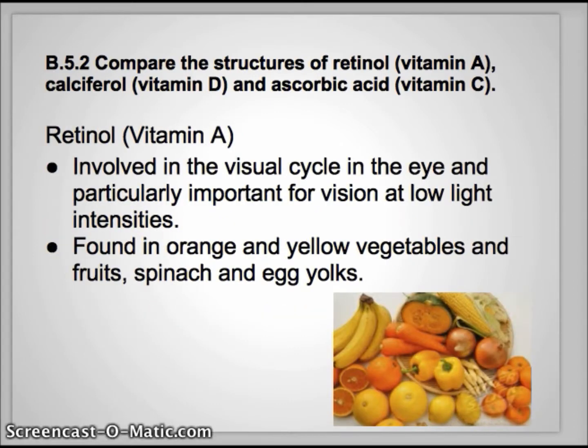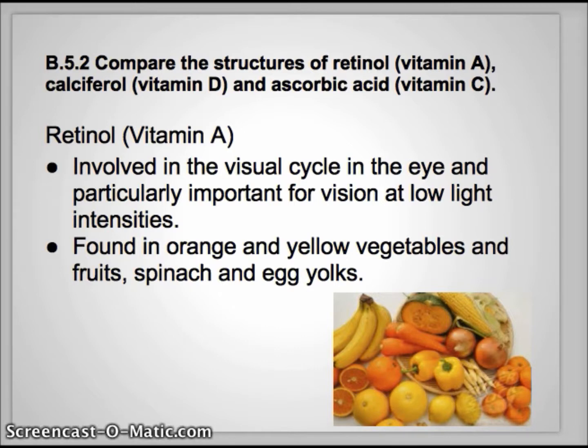Now here are some other things that retinol is involved with, aside from just the structure. Retinol is involved in the visual cycle and is important in the eye in low light conditions. It helps us see better in low light conditions and helps with the rods in our eyes.